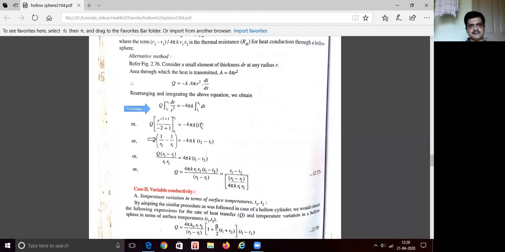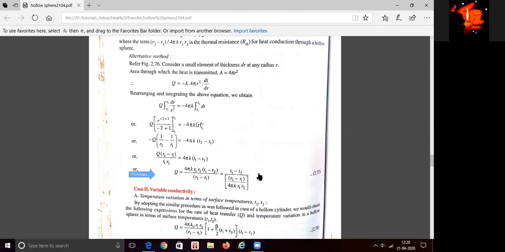integrate it from r1 to r2 on the left side, and from T1 to T2 on the right side. We will get the same equation as 2.77. You can see Q is equal to T1 minus T2 over the resistance. Again, the same. Only 3-4 steps are there. Both are important. The only thing is you have to remember this formula for cylinders, plane walls, and spheres.